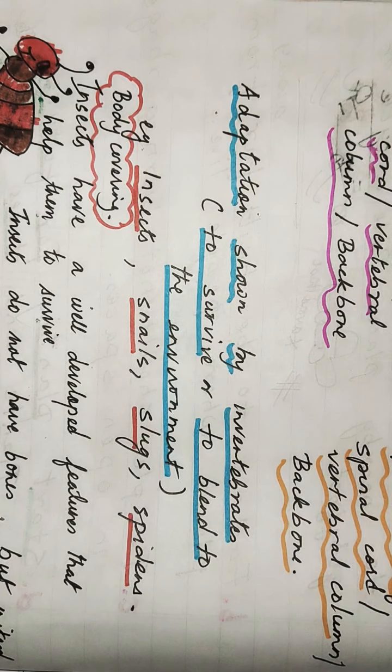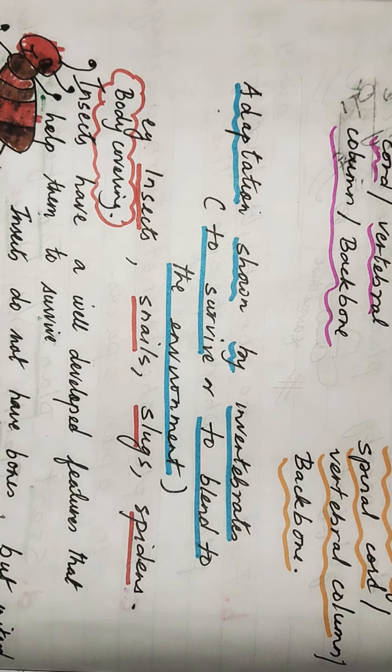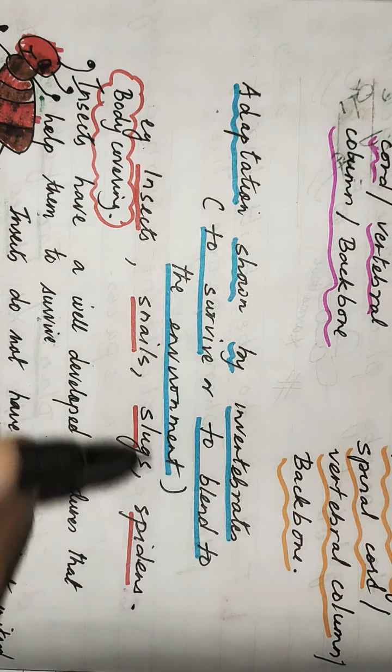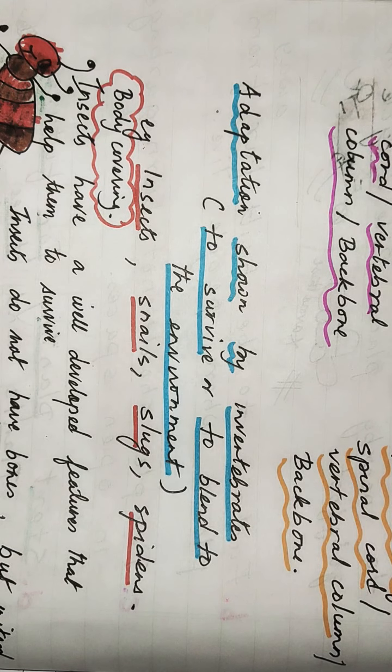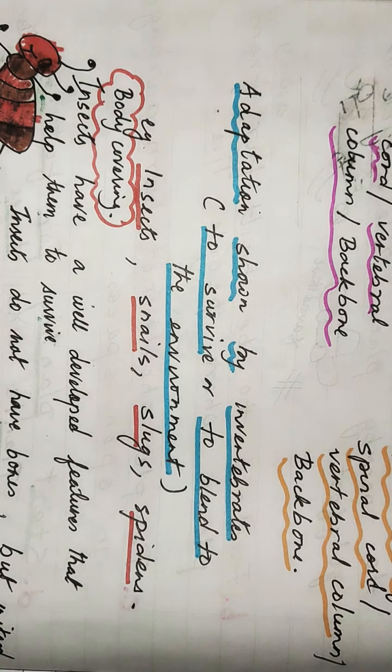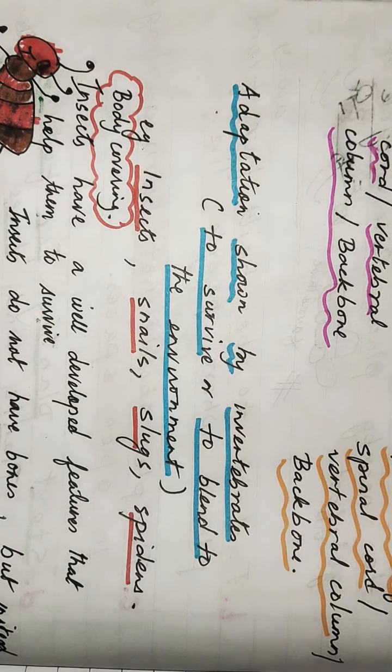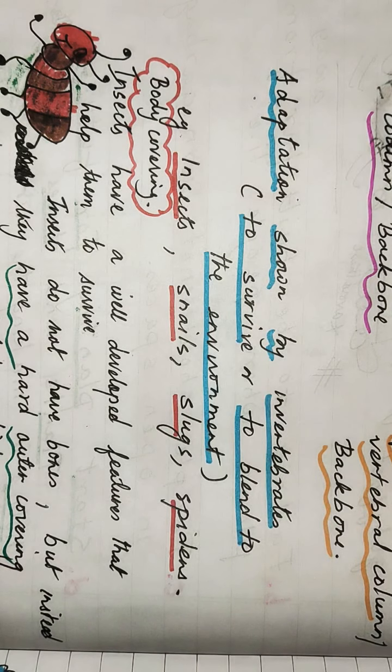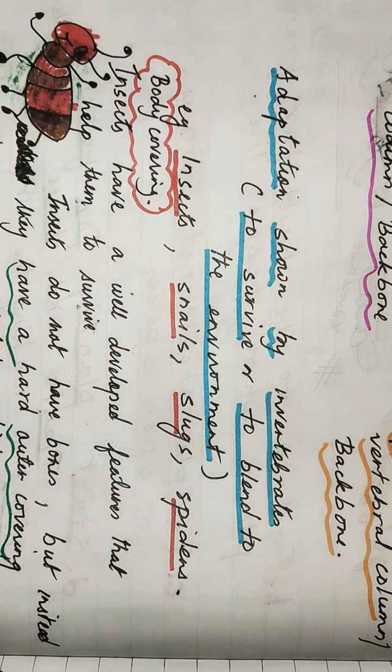Okay. So why do the invertebrates show adaptation? To survive or to blend into the environment or to adjust with the environment. Examples will be invertebrate insects, snails, slugs, and spiders. So how do they adapt to the situation?